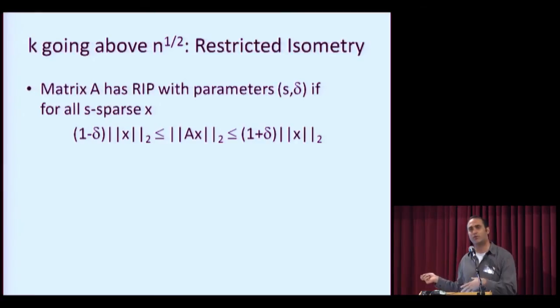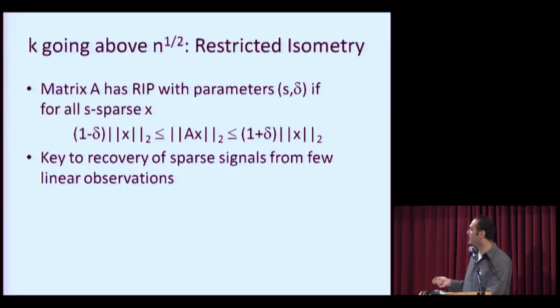So in parallel, there's another community, you can call it the compressed sensing community or the sparse recovery, sparse analysis community, and they looked at something called restricted isometry. So a matrix A has RIP, the restricted isometry property, with parameters S and delta, if for all S-sparse vectors x, there's low distortion, in this sense. Very similar to JL, except that the set for which we want to have low distortion is fixed. It's just the set of sparse vectors. And this property is key to so-called universal recovery of sparse signals from few linear observations.